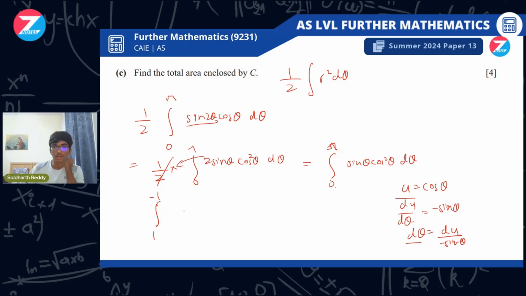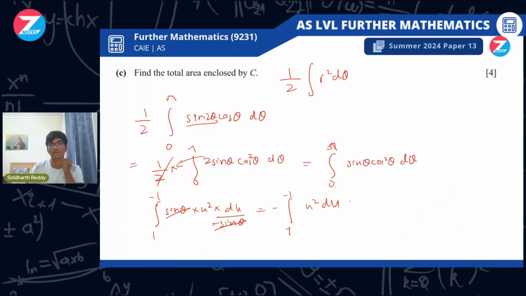So times sine theta times u square times du by minus sine theta. So this sine theta and sine theta cancel, and this minus also, we can take it outside, and we get minus the integral from 1 to minus 1 of u square du. And when there's a minus sign, you can always switch the bounds of the integral, like reverse it. Right now we notice that the larger number is on the bottom, right? So it becomes the integral from minus 1 to 1 of u square du, which is just u cube by 3 from minus 1 to 1.